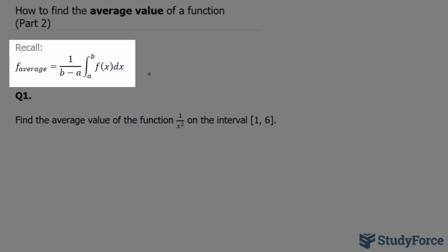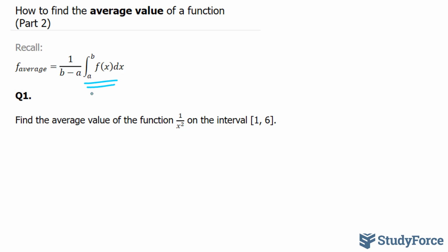And what this formula is telling us is that you take the area of the function and you multiply it by 1 over b minus a, which represents the width. Now, if you look closely, you're actually taking the area and dividing it by the width. So let's start with question 1.